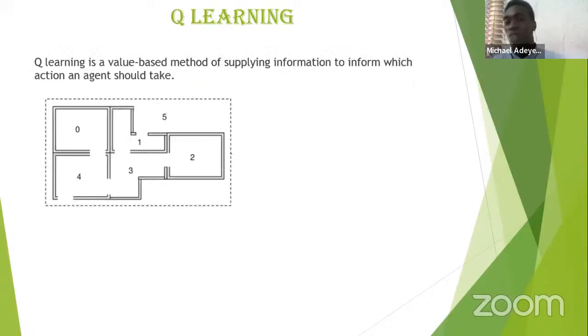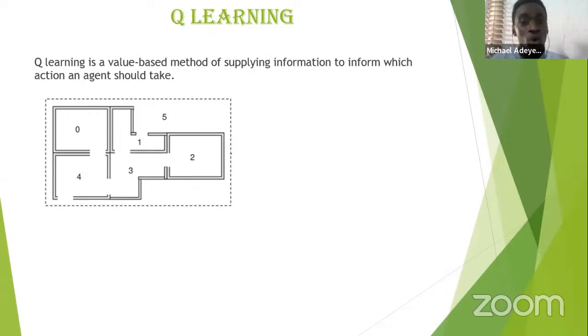Now we also have Q learning. Q learning is a value-based method for supplying information to inform which action an agent should take. You can see on my screen, we have five different rooms. The fifth one is the way out, where the agent is going to pass out, to complete its task. But if we leave the agent here, the agent can take several actions and it will waste time.